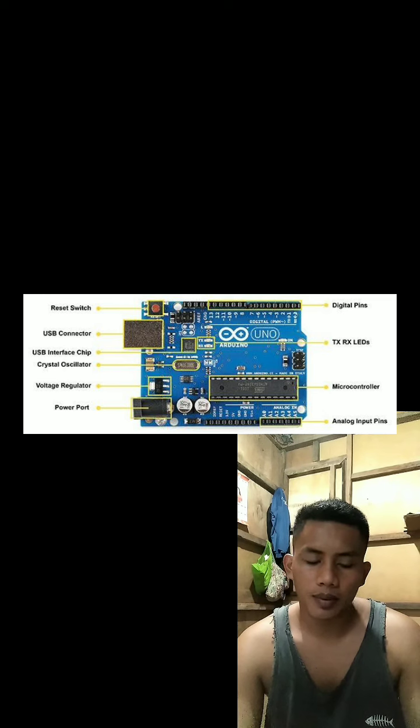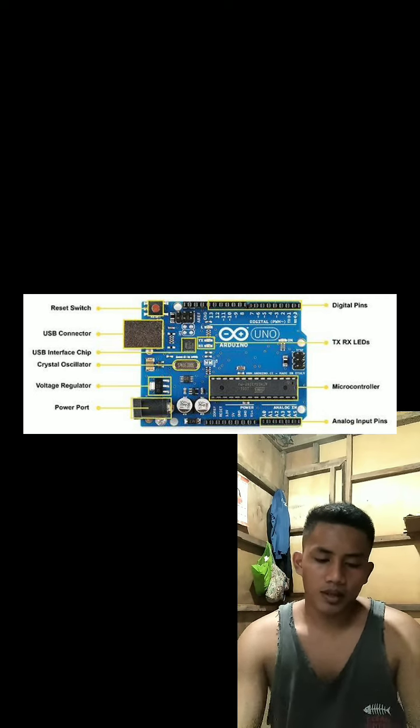So VIN, this pin can also be used to power the Arduino board from an external power source like the AC mains power supply. So number 10, analog pins. The Arduino Uno board has 6 analog input pins, A0 through A5. These pins can read the signal from an analog sensor like a humidity sensor or temperature sensor and convert it into a digital value that can be read by the microprocessor.